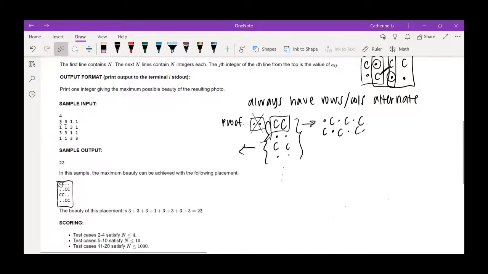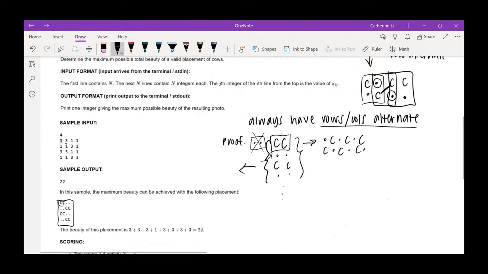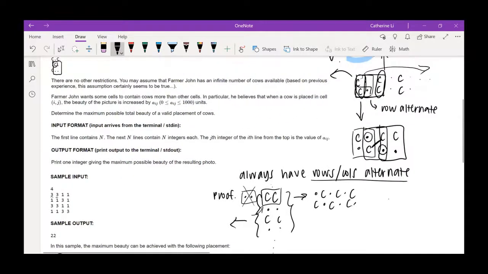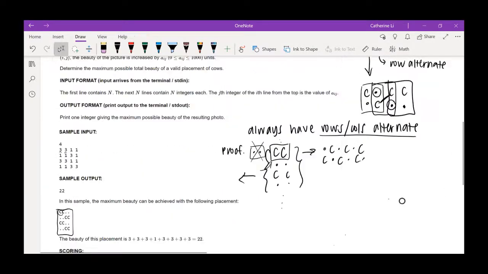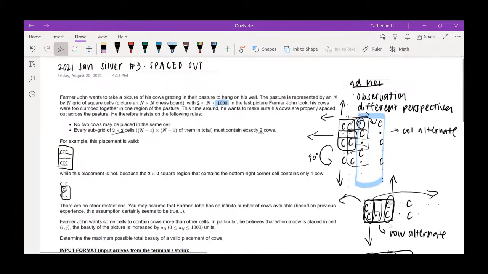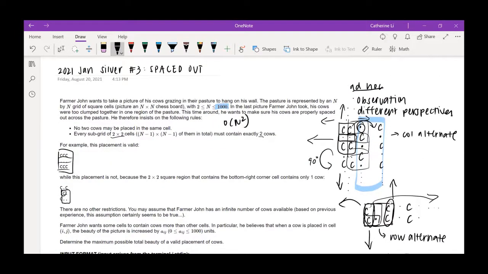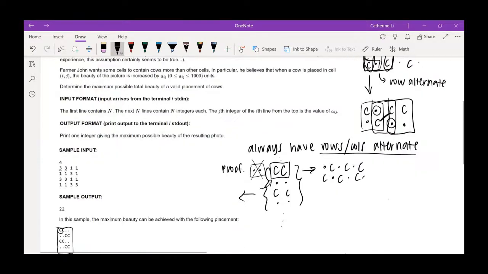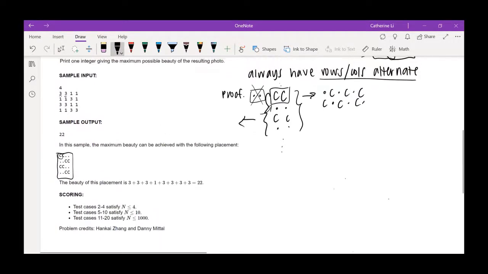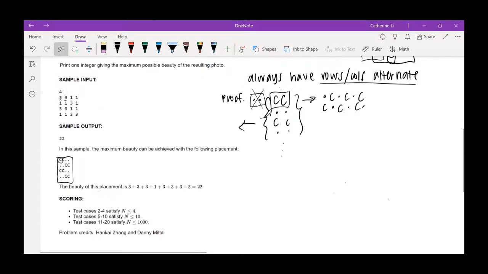So now that we have this claim, it's actually not too bad, because first of all, n is pretty small. It's only 1,000. Yeah, n is 1,000, which means we can afford O(n squared). And we can get this by considering two cases: we either have all of the rows or all of the columns alternating. They're pretty much the same, but we're either going through the rows or the columns alternating.